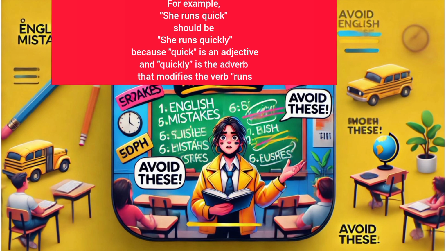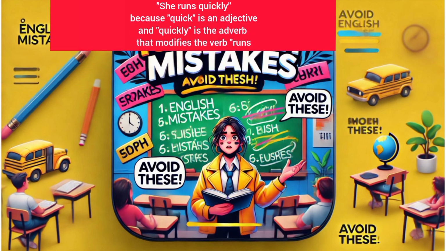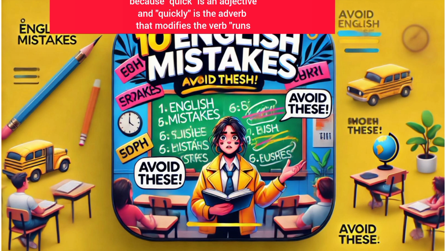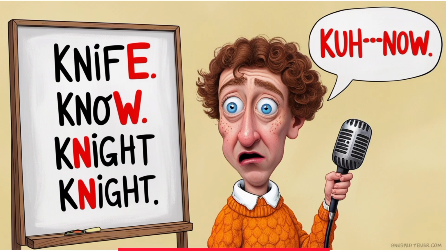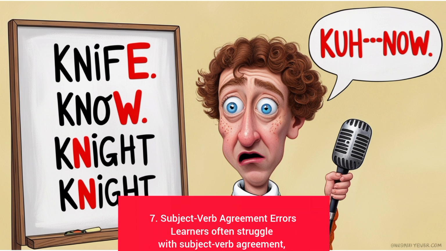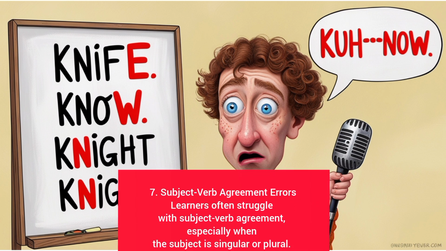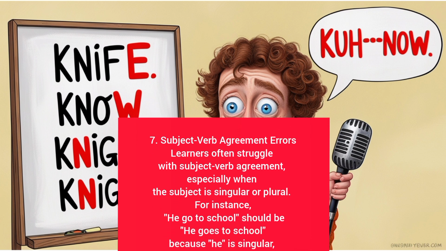Number seven, subject verb agreement errors. Learners often struggle with subject verb agreement, especially when the subject is singular or plural. For instance, he go to school should be he goes to school because he is singular, requiring the verb to have an s in the present tense.